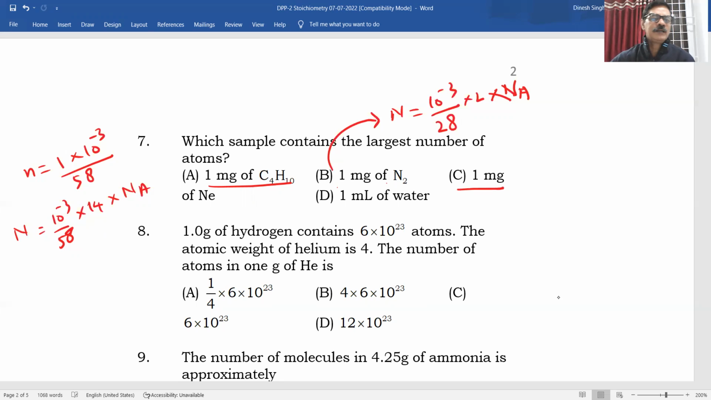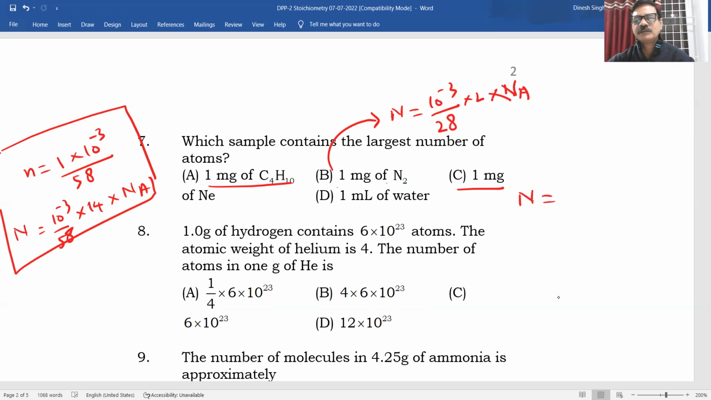Again, in a similar way, like this one, we will calculate here also. So this will contain how many moles? That is the number of atoms, that is moles into total atoms, which is 1 in 1 molecule.